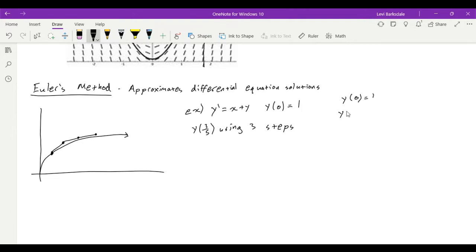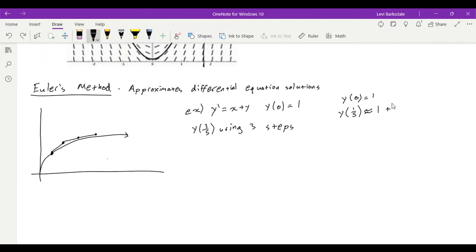Which means we can make a tangent line approximation for y of 1/5 by saying that y of 1/5 is about equal to, well, we take our starting value 1, and then we just need to add essentially the rise over the run, the slope multiplied by the distance over we go, because that'll get us our change in y. The slope multiplied by the distance we go should get us our change in y.